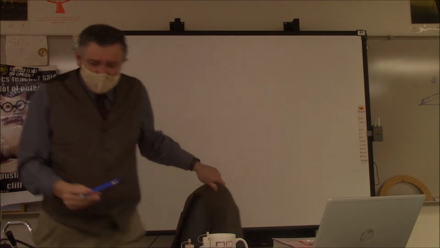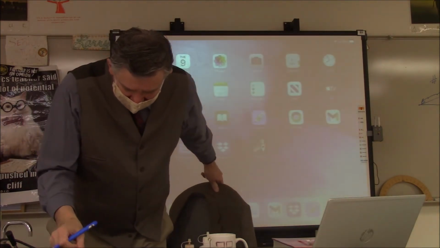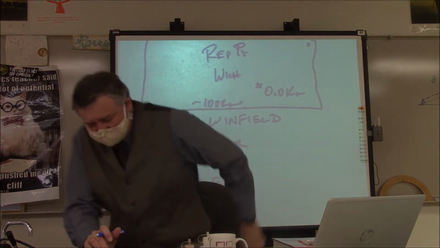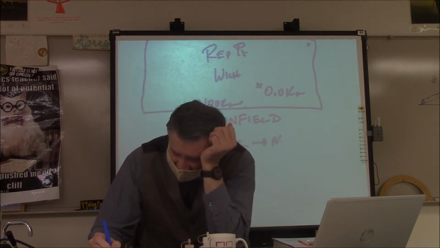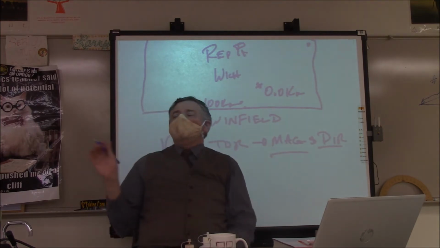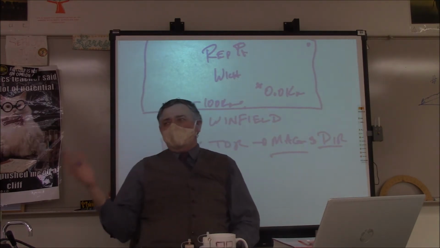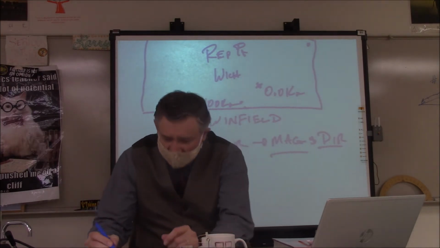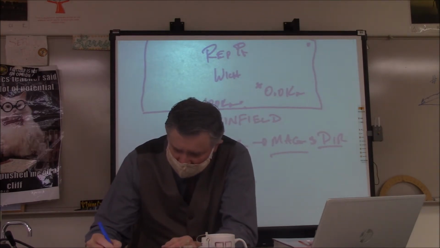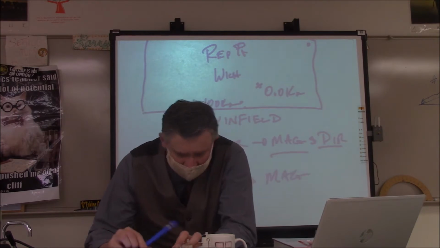So, if something is a vector quantity, it has two things. It has magnitude and it has direction. Now, the magnitude is just a fancy way of saying it's a number. That's all it is. Scalar quantities are just a magnitude. It's just a number.